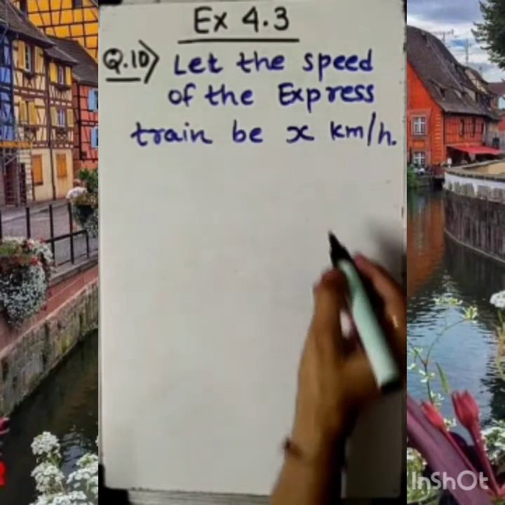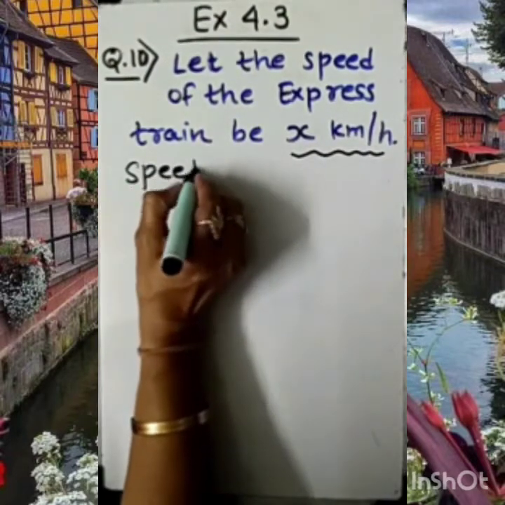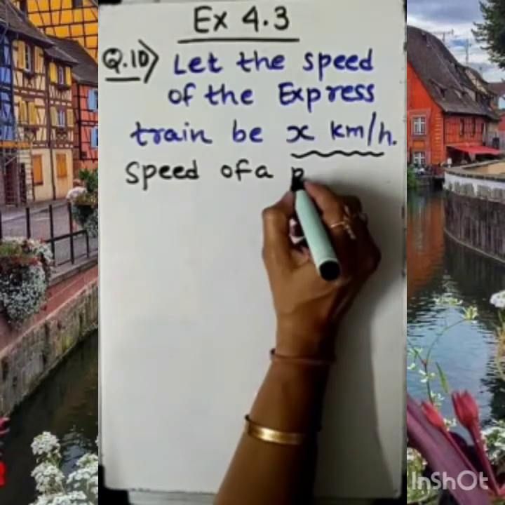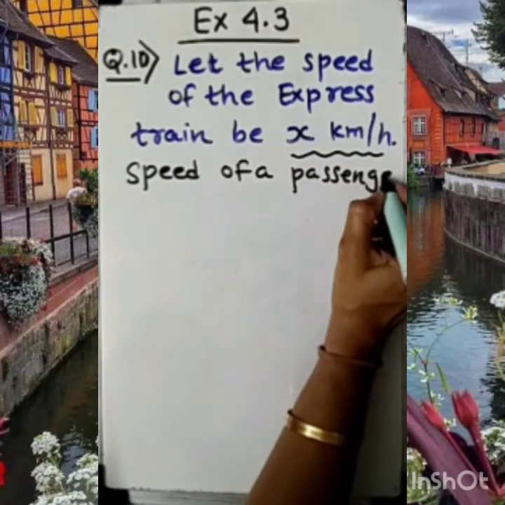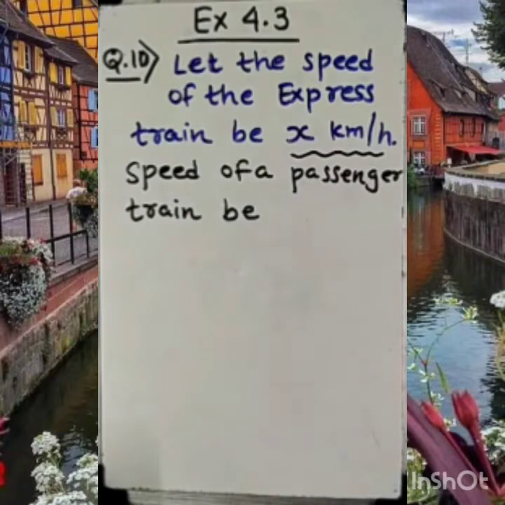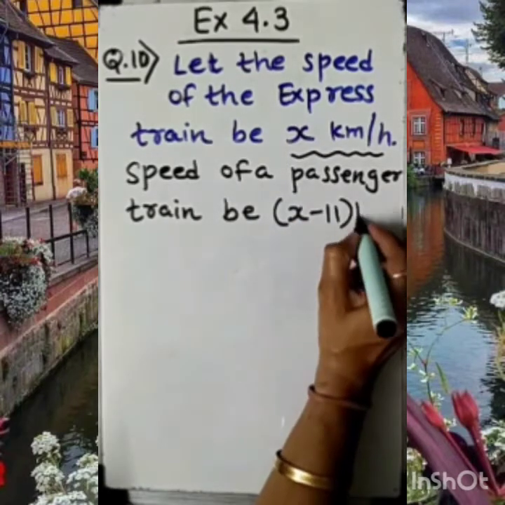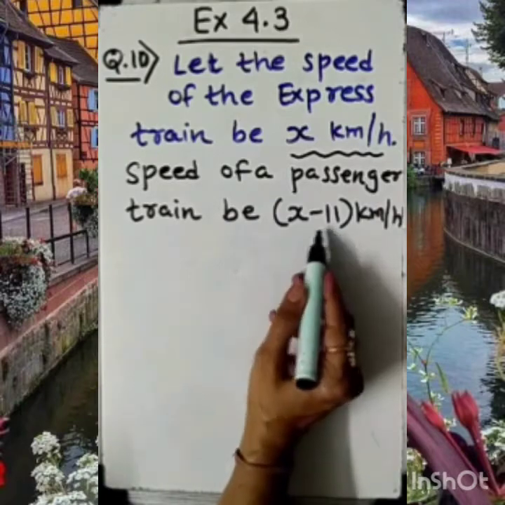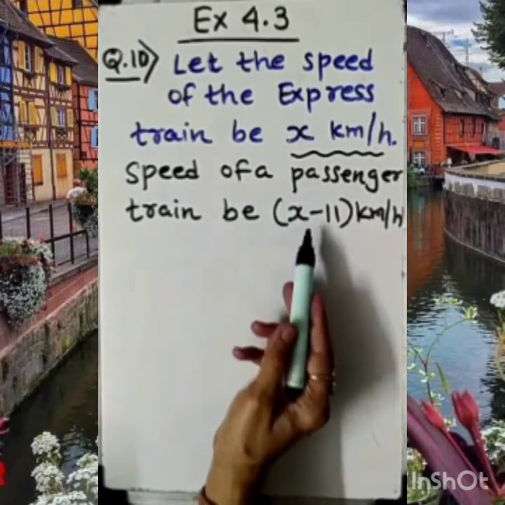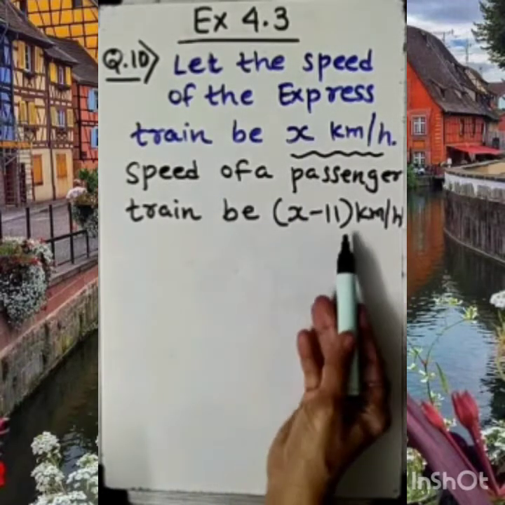And the speed of the passenger train. Now let's note down the speed of a passenger train. It is given in the last line that the express train's speed is 11 kilometer more than that of a passenger train. It means the passenger train's speed will be less than the express train's. Obviously, express is fast and passenger is a little bit slower, so it is x minus 11.